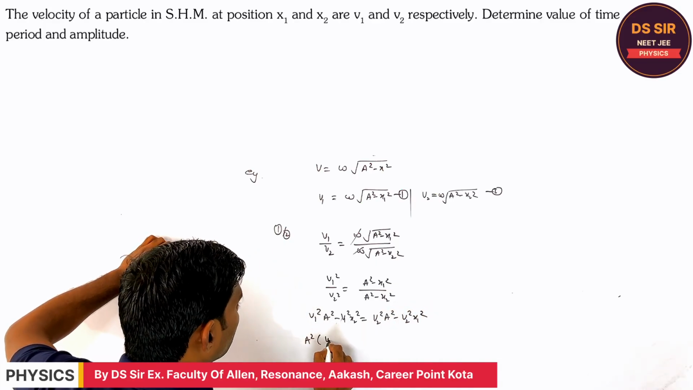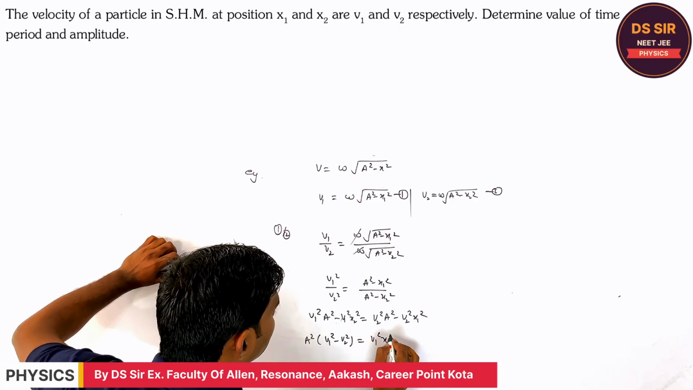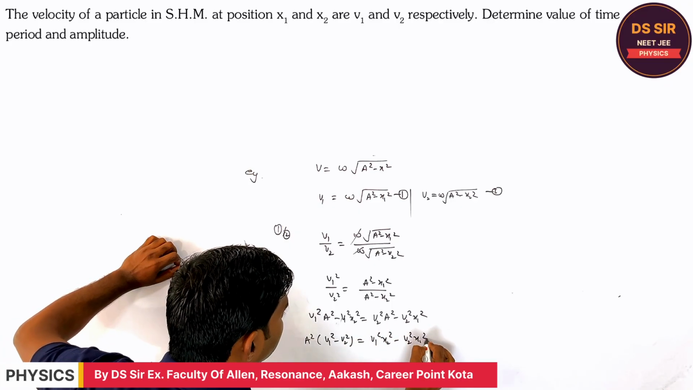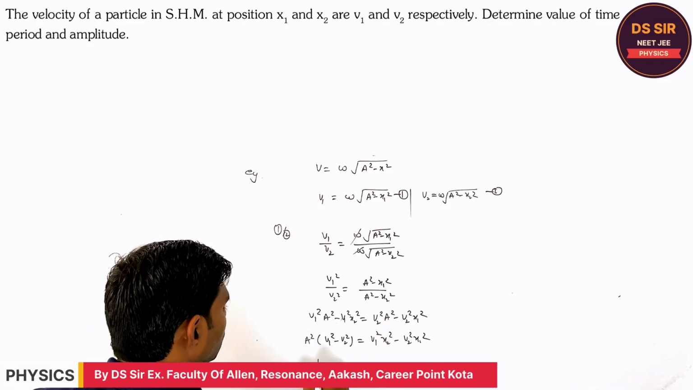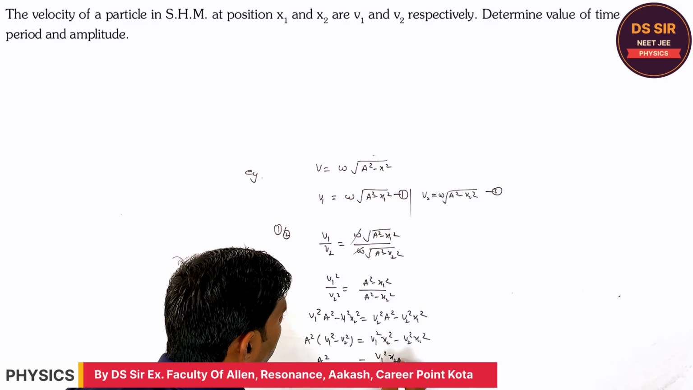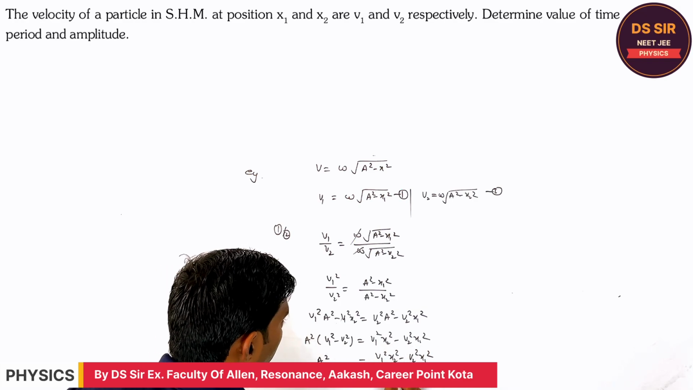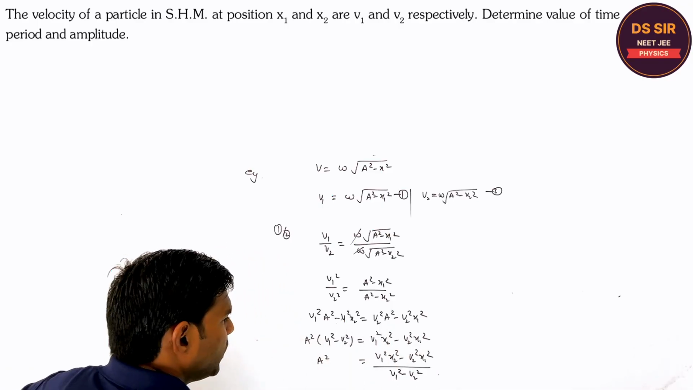A square is common, right? This side, v1 square into x2 square minus x1 square. Is it clear or not? So a square is equal to what? v1 square x2 square minus v2 square x1 square, divided by v1 square minus v2 square.